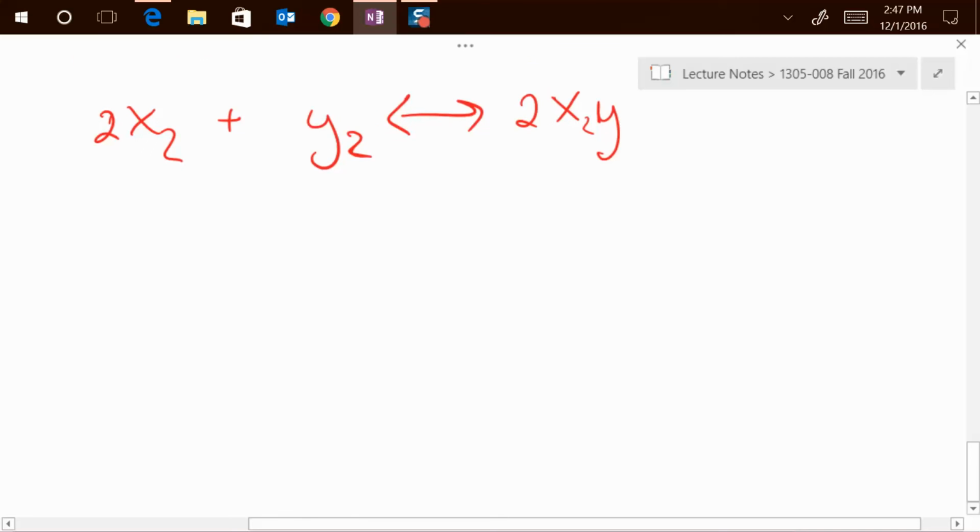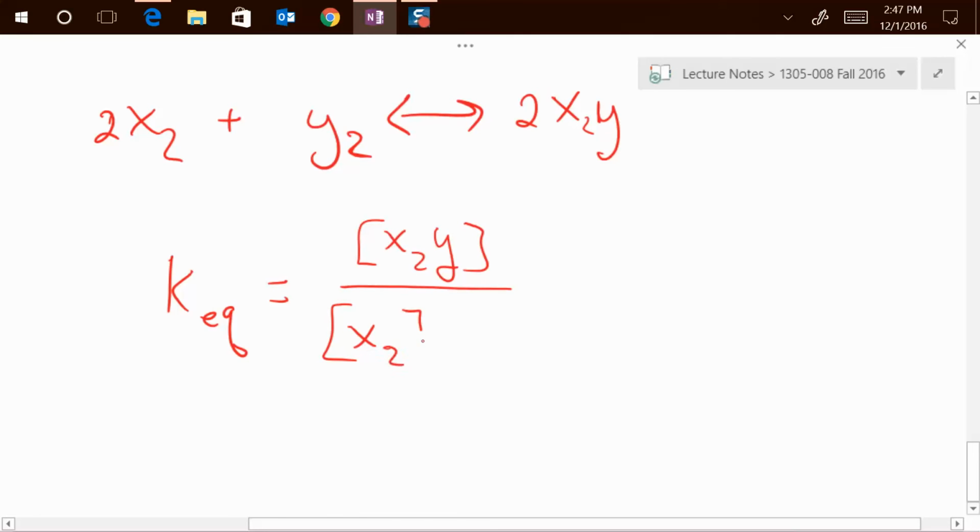Now, how do I write the equilibrium expression? KEQ is equal to x squared y, with the squares, and then the 2 on top. Then I have to raise it to their orders, right? And then square on the x. Okay, so this is the correct equilibrium expression.